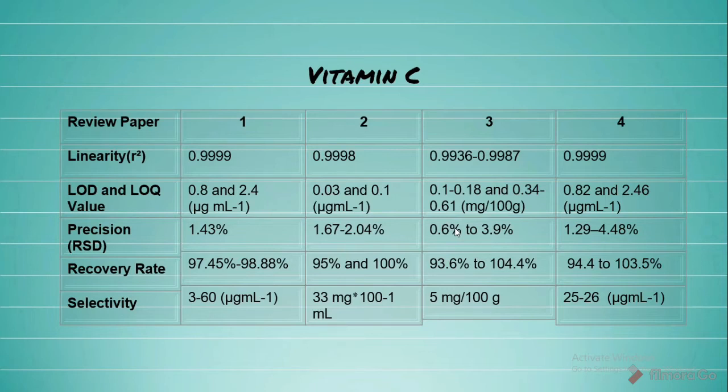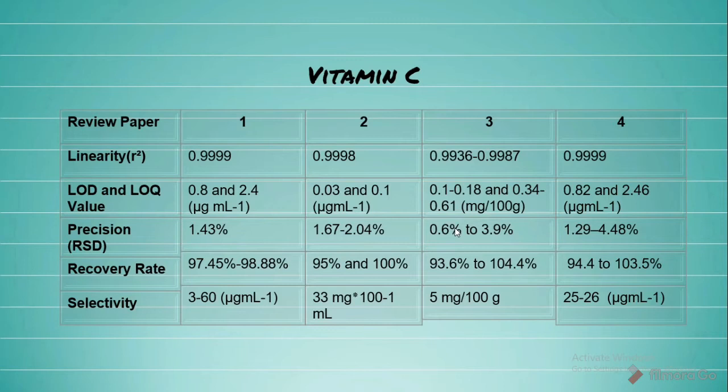Also, for the fourth variable, which is the recovery rate, the recovery rate of vitamin C in the first article is 97.45% to 98.88%, and for the second article is from 95% to 100%, and for the third article is 93.6% to 104.4%, and the last article is about 94.4 to 103.5%.